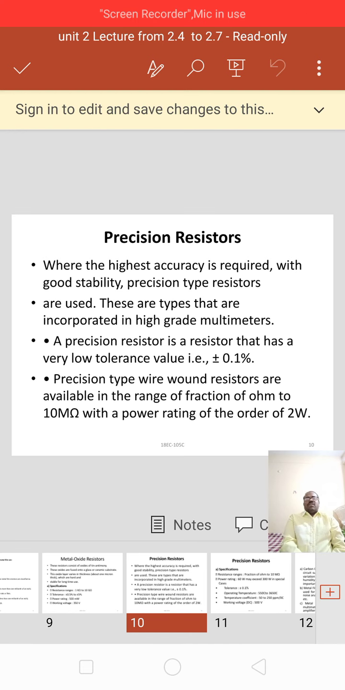The main advantage of precision resistors is that whenever we want high accuracy from a resistor, we use precision resistors. By this good quality, they are used in high grade multimeters for accurate values. Because of their low tolerance value, plus or minus 0.1%, they are stable in nature.